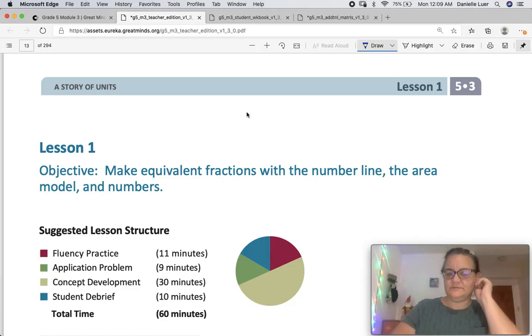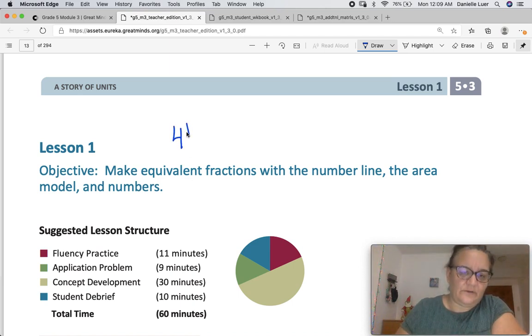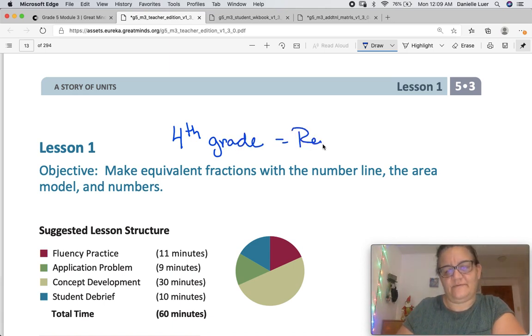And welcome to Module 3, Lesson 1. Today's objective: make equivalent fractions with the number line, the area model, and numbers. This is actually a fourth grade skill, so I'm hoping that this will be pretty much a review.